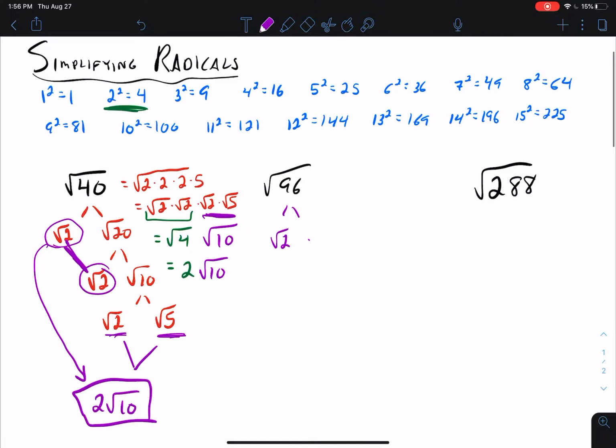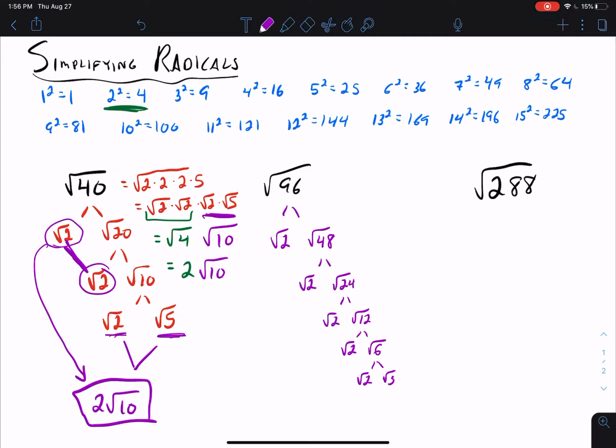2 goes into it 48 times. Neither of those are perfect squares, so I'm going to keep going. Square root of 48 is also even, in that 2 goes into it 24 times. This is also even, so I know 2 goes into it 12 times. 12 breaks down into 2 and 6. 6 breaks down into 2 and 3.